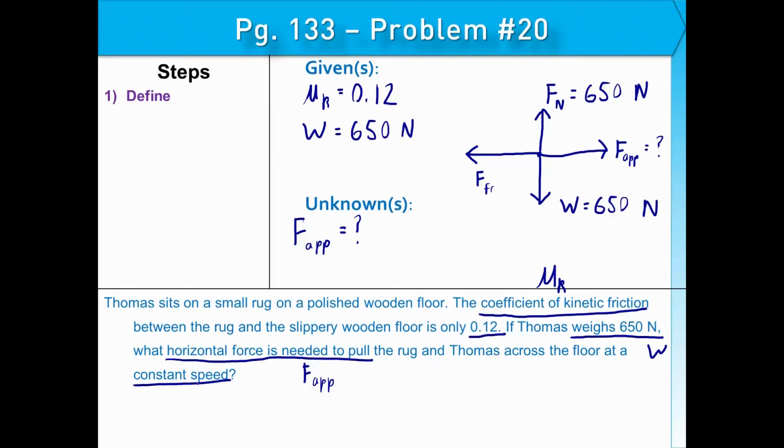So what role does the constant speed play? This constant speed tells you that if we add all the forces in the horizontal direction, meaning the force applied plus the force of friction, it will sum up to equal 0. So in our case, the force of friction is going to equal the applied force. So let's go ahead and put our additional givens. We know that the normal force is 650 newtons. We also know that the force of friction is equal to the applied force.